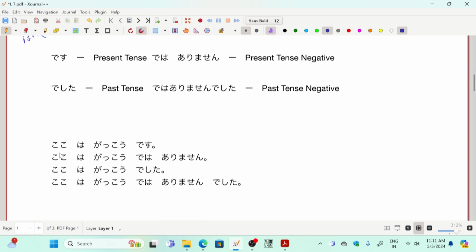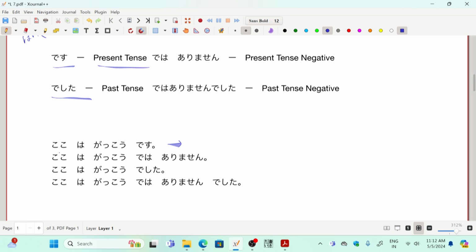Next is desu, de wa arimasen, deshita, or de wa arimasen deshita. So what are these? Desu is used for the present tense. In Japanese, present tense and future tense are the same, so we don't distinguish between the present and future tense when we are speaking in Japanese. And next is negative, de wa arimasen. So it also stands for both the present tense and the future tense. Next is deshita, which is past tense, and de wa arimasen deshita is past negative tense. Okay, so past tense in negative will be de wa arimasen deshita.